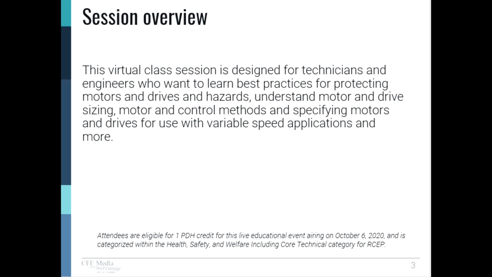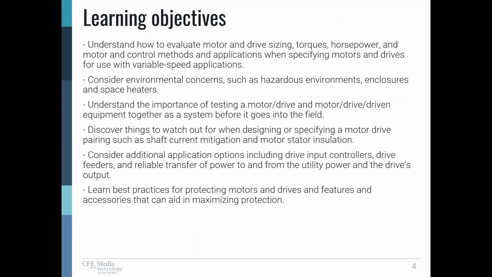This session is designed for technicians and engineers who want to learn best practices for protecting motors and drives, and understanding hazards, motor and drive sizing, motor and control methods, and specifying motors and drives for use with variable speed applications and more. Here is a list of learning objectives. We'll cover these in today's presentation.